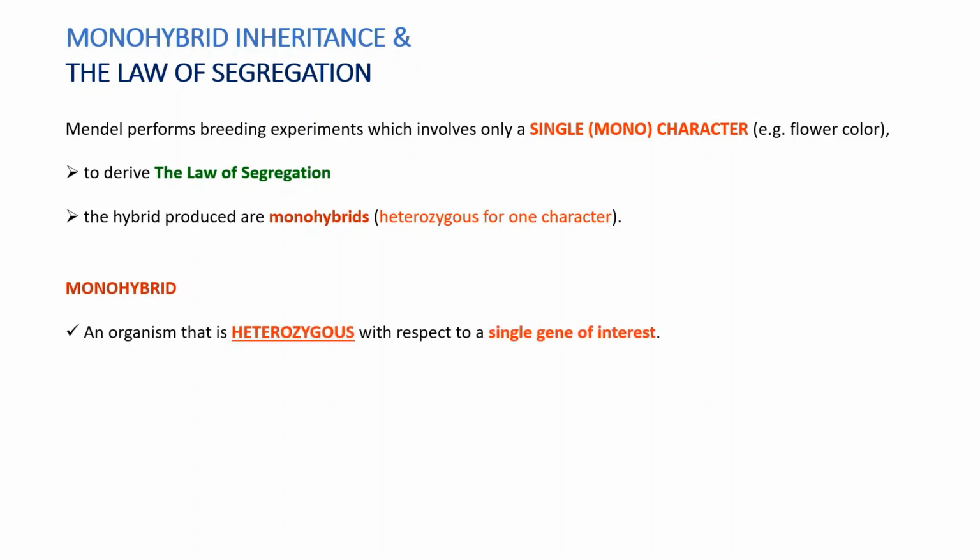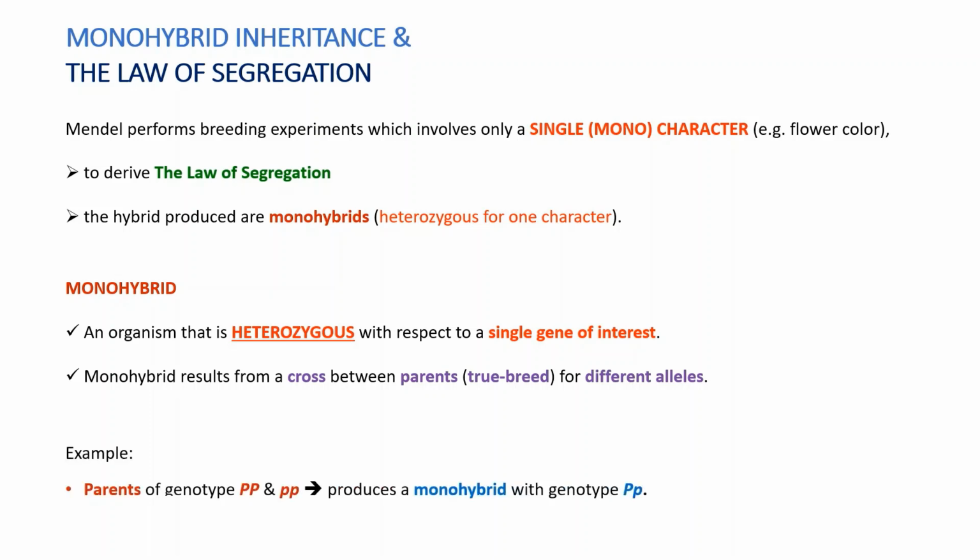Monohybrid. A monohybrid is an organism that is heterozygous with respect to a single gene of interest. This gene will express a certain character. A monohybrid results from a cross between parents that are true-breeding for different alleles. For example, a parent of genotype homozygous dominant capital P crossed to a homozygous recessive parent with the genotype small p produces a hybrid which is a monohybrid with the genotype heterozygous Pp.